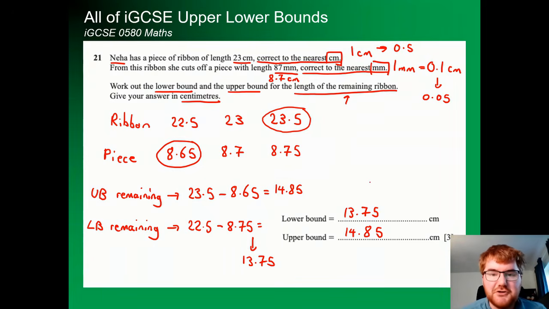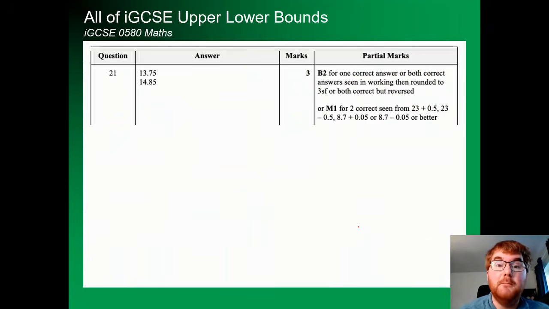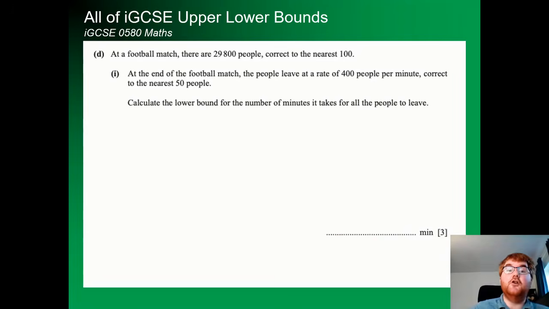So always do a double check. Lower bound should be the smallest number. Upper bound should be the biggest number too. Right, on to our next question.